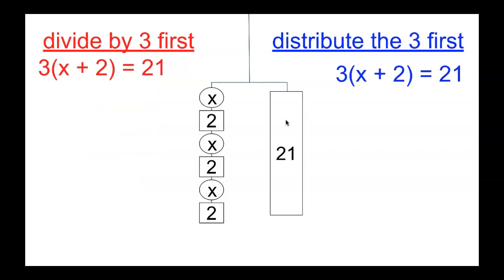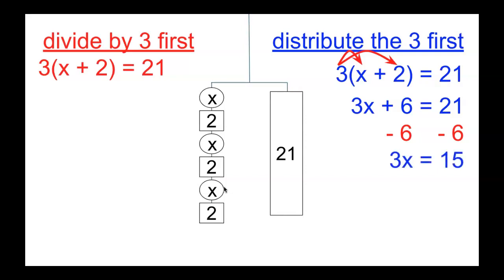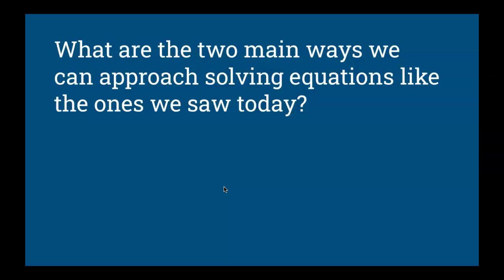Or we could choose to distribute the 3 first. So we can see if we multiply the 3 by the x and the 3 by the 2, we have 3x plus 6, and you can see that here, 3x's plus 6 equals 21. Same thing, then we could subtract 6 from each side. It's similar, a little different. And we've got 3x equals 15, and now we would have to divide by 3. And then we're going to land at x equals 5. Notice we got the same answer both times. In this problem, maybe the first way was a little bit easier, but they weren't too different.